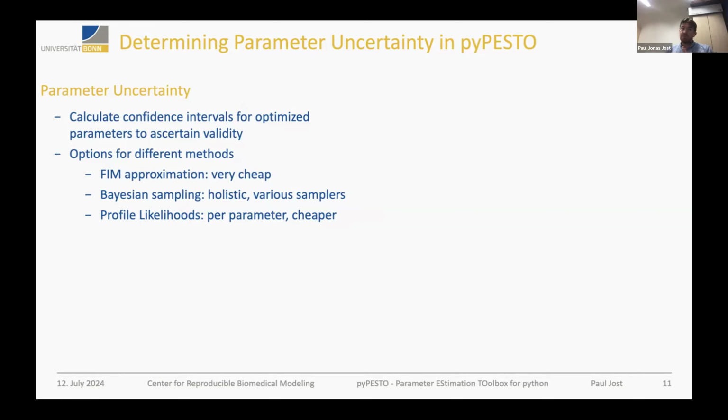It's slightly cheaper, but we only talk relatively, it's still expensive. Another way is profile likelihoods, which estimates the marginal distributions of each parameter by fixing the parameter to a certain value and comparing it with the best found optimum. And then by this, you know it's a chi-square distribution. So you have a distribution, you can get your confidence interval.